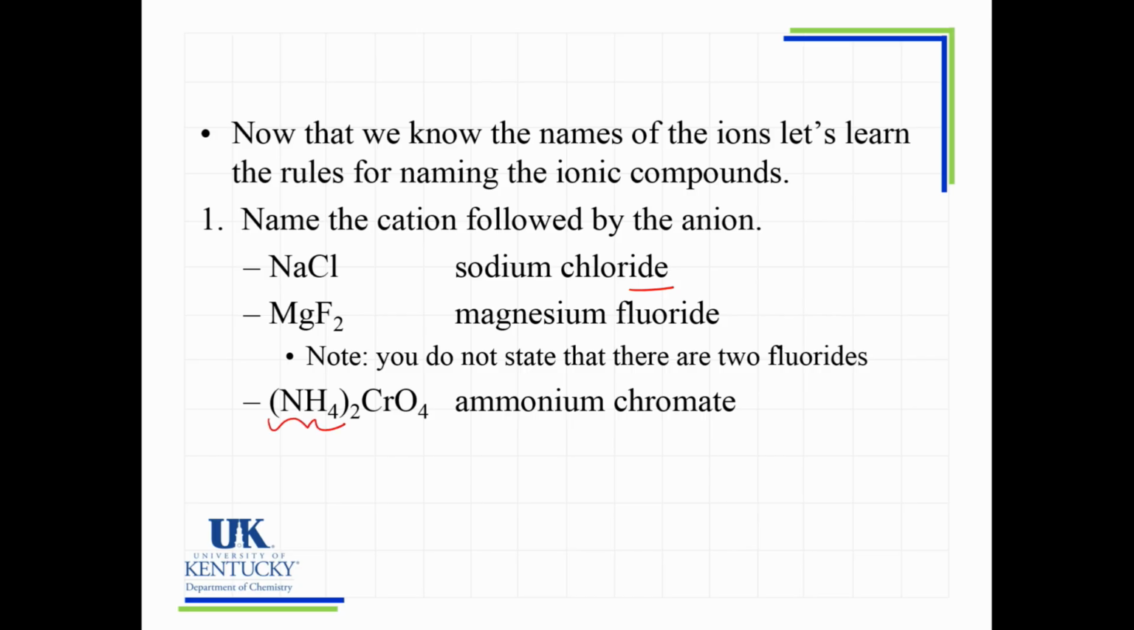Yes, there's two of them, but we don't tell a person that there's two of them. They have to figure it out on their own. Chromate is the name of this polyatomic ion. Chromate happens to have a 2- charge, and ammonium has a +1 charge, so that would be why it's got 2 ammoniums for every chromate. But we just name the cation first, then the anion second, 2 words, and it's not like a proper name.